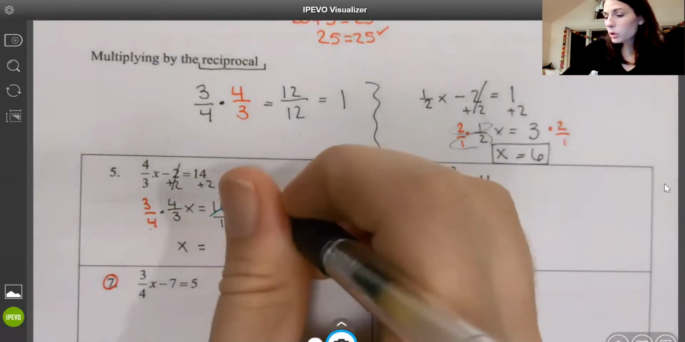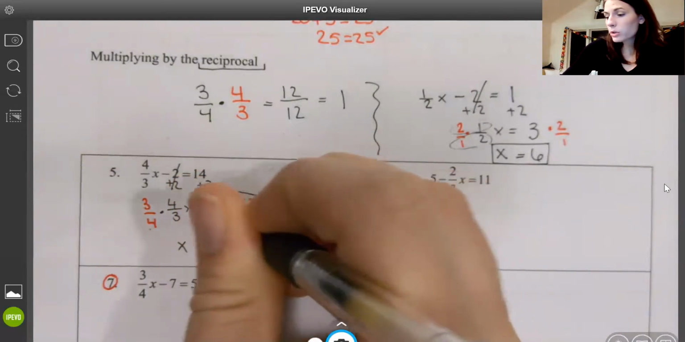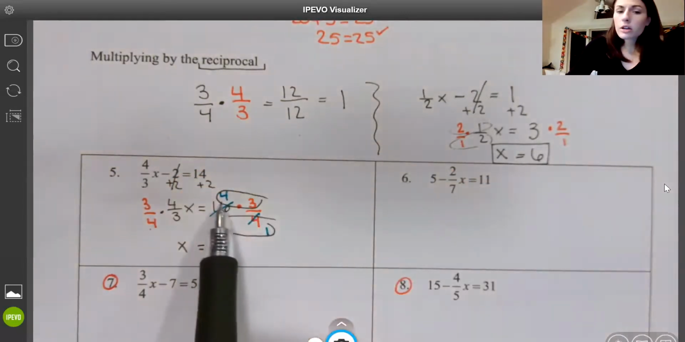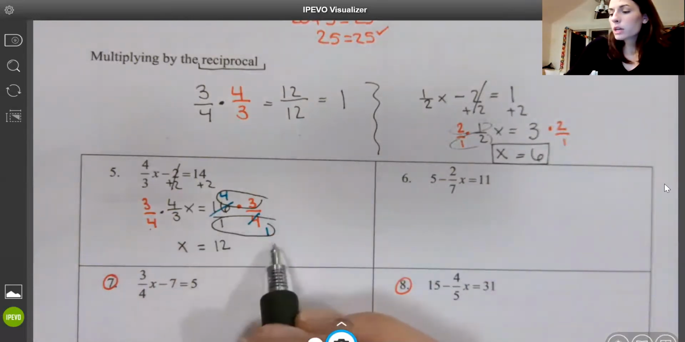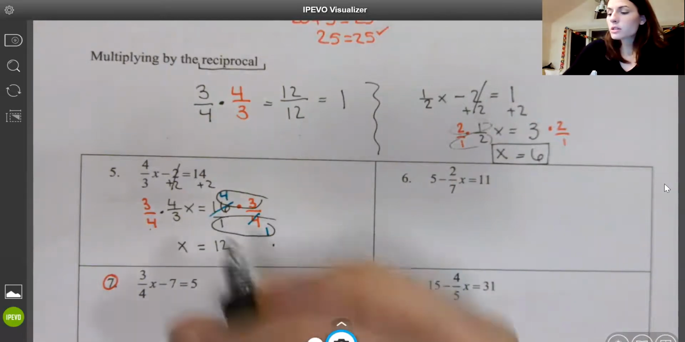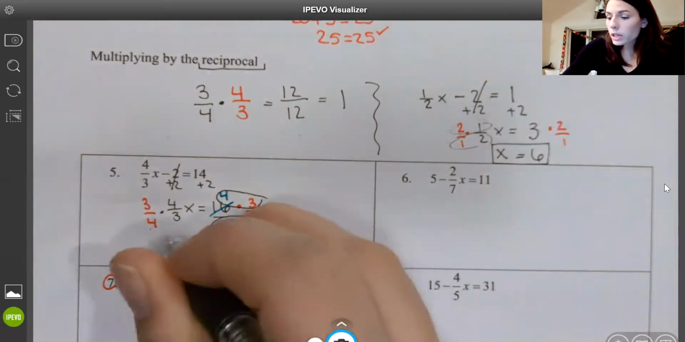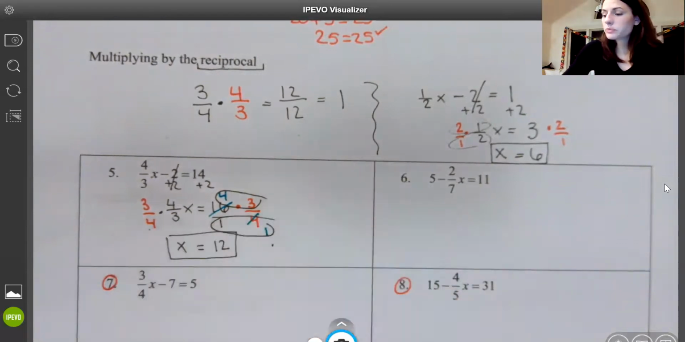And now I'm just going to multiply numerator and multiply denominator. And 4 times 3 gives me 12, and 1 times 1 is just 1. So I don't need to do anything else there. I don't need to write over 1. I can just write x equals 12. Okay, so there's one example.